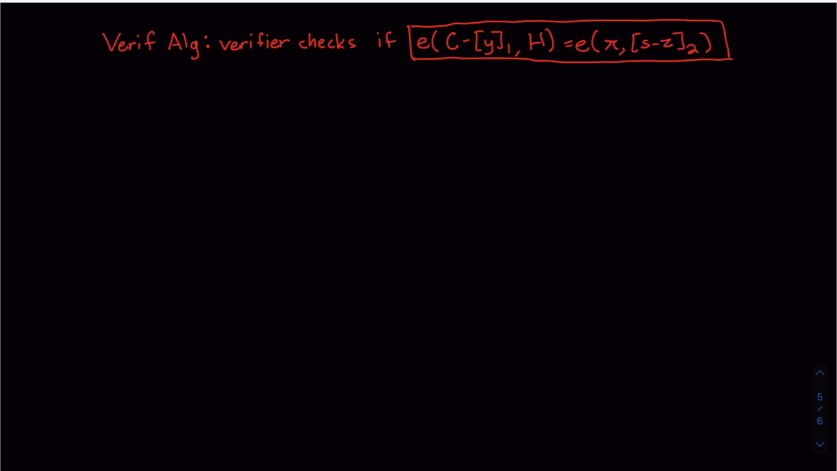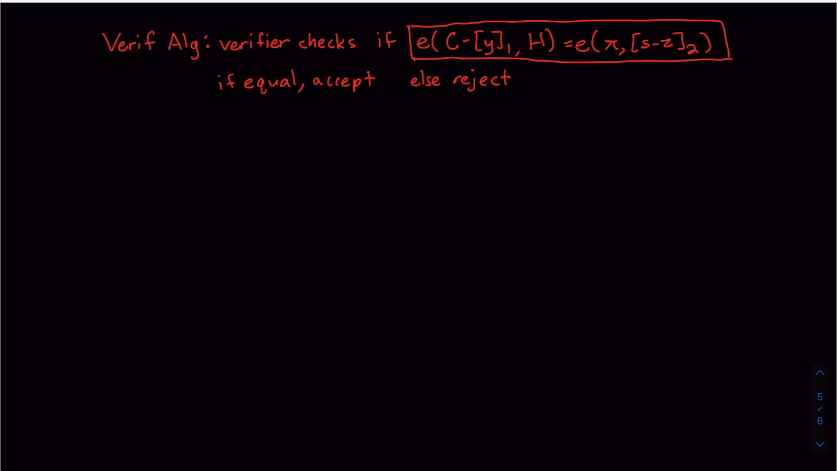The verification algorithm is an elliptic curve pairing check that checks whether E of (C minus Y times G), H equals E of pi, (S minus Z) times H. Here, E is the pairing. If this equation holds, the verifier accepts and therefore believes the prover that the Y that they sent over is indeed P of Z. If not, they reject.